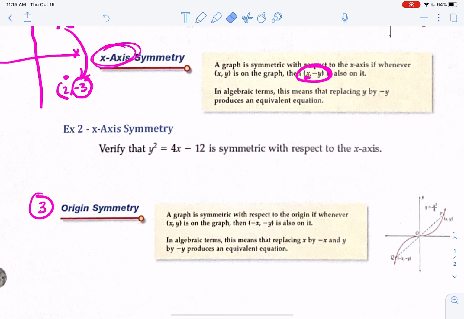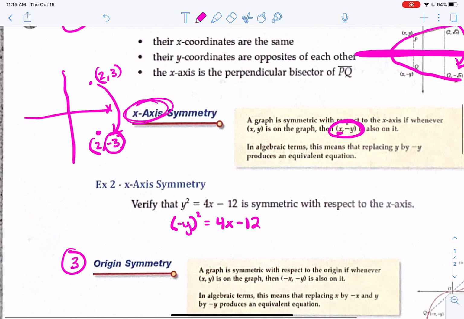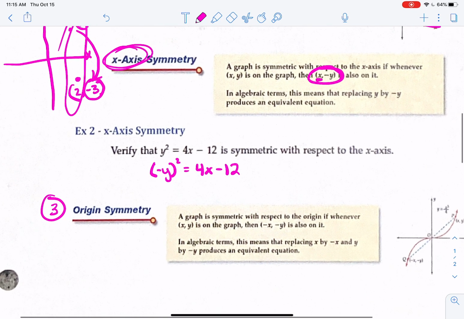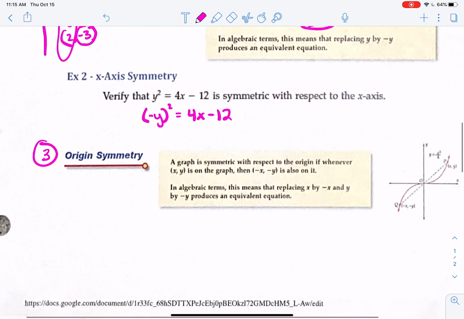So I'm going to do that real quick. Every y that I see, I'm going to plug negative y in. But all the x's get to stay as the regular x, okay? Because this 2 right here didn't change. Only the 3 changed. Only the y-coordinate changed. So I plug a negative in for the y, okay?